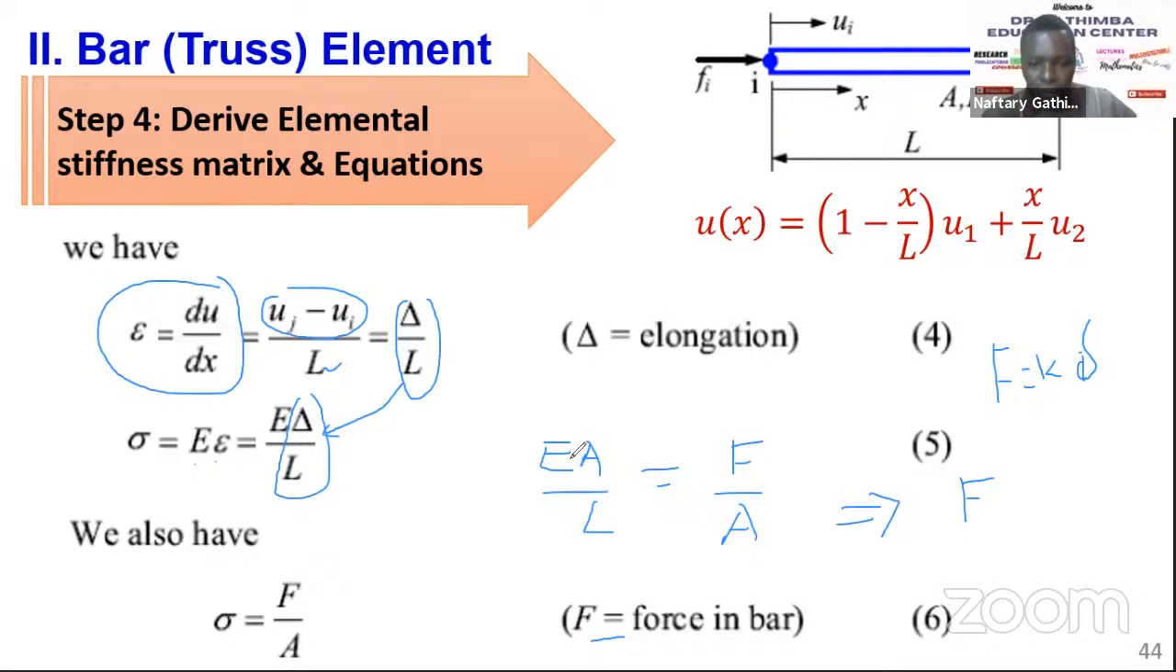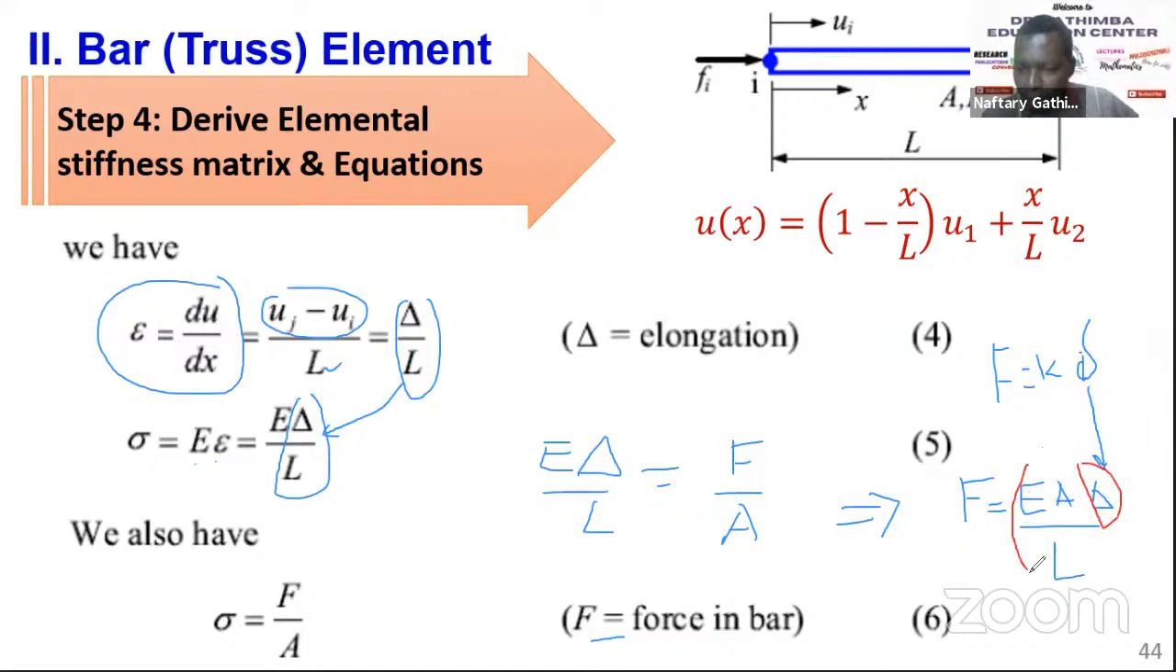Is it, this is not A. I'm sorry for this. This is deformation. Okay, so you'll have F is equal to EA delta over L. So you can see delta is here, represented by this capital delta.